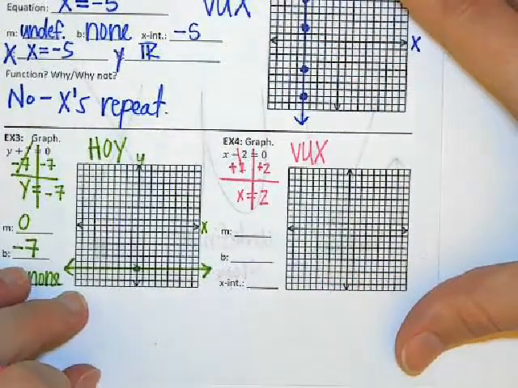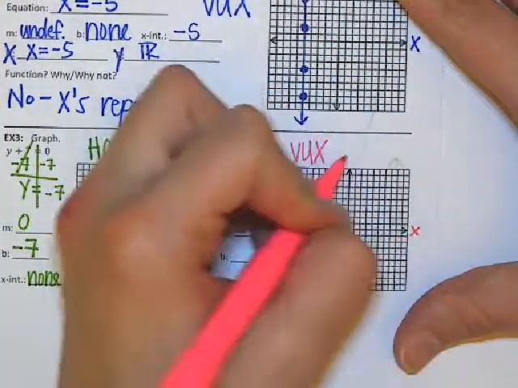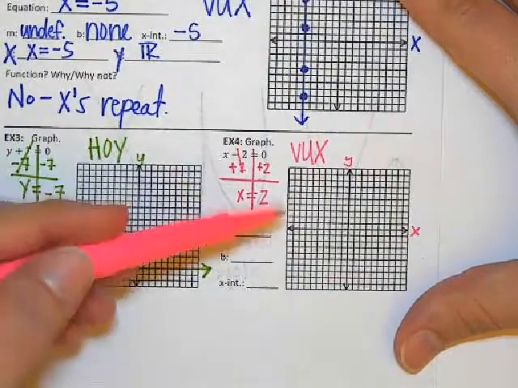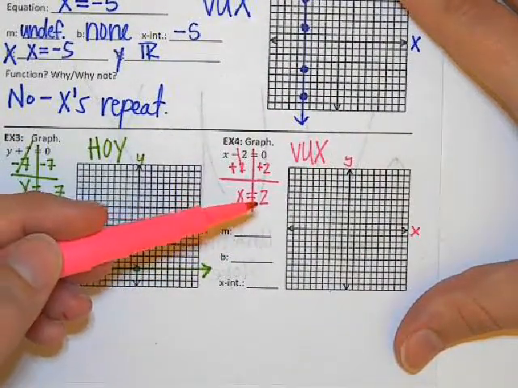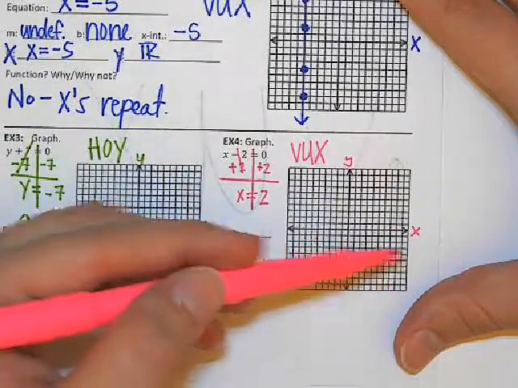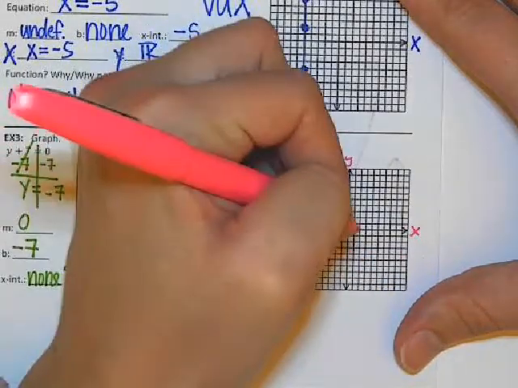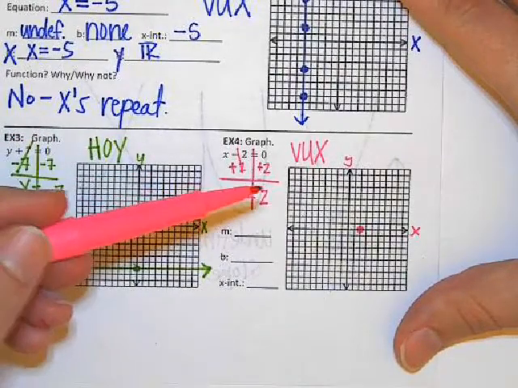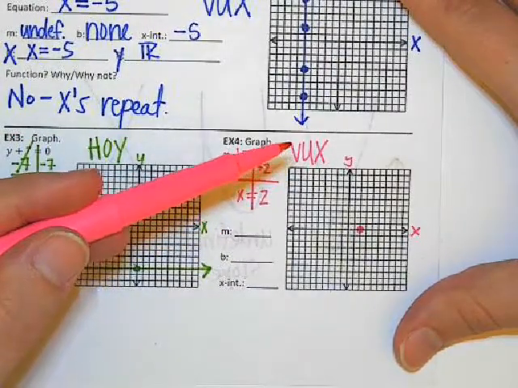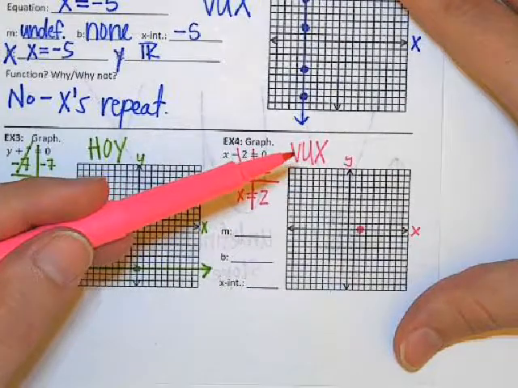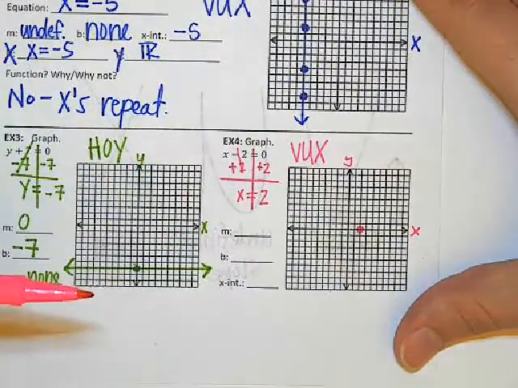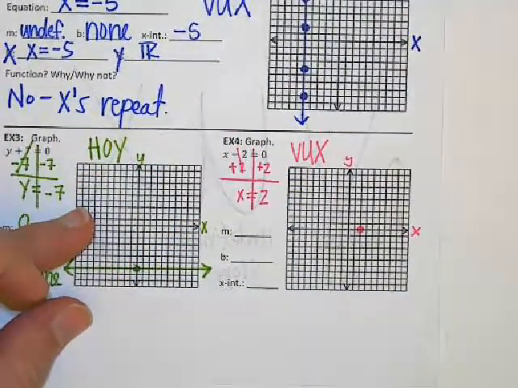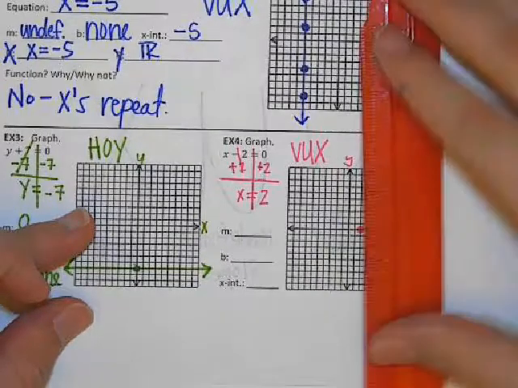So now we're going to graph it. X, Y. Because it's x equals 2, I need to go to the x-axis and put a dot on 2. All right, if I've got bucks, what type of line am I going to have? Undefined. A vertical line. Vertical, does that go sideways or up and down? Up and down. So draw your line up and down.